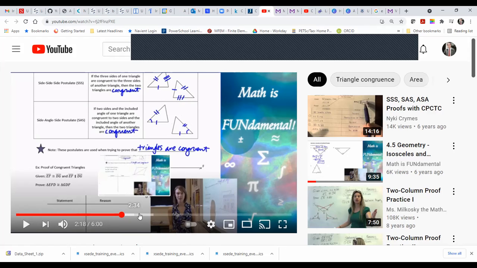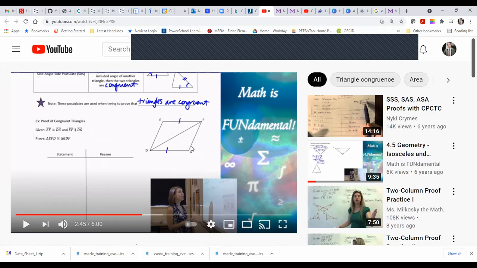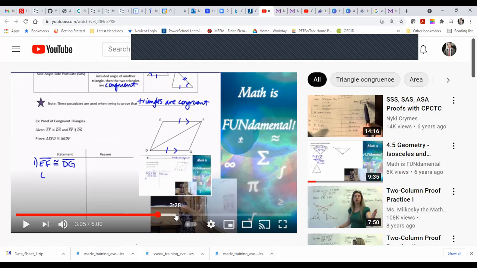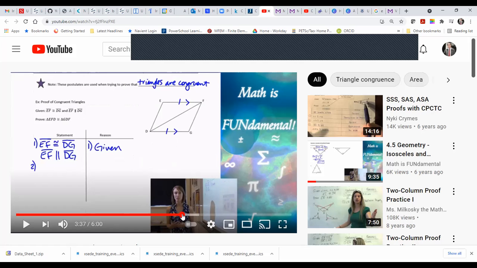And this is an example of how to prove two triangles congruent. So here you have this kind of triangle. You want to prove this triangle congruent with this triangle, so you can use SSS, I believe. Yeah, so AF and DG are congruent, right? And then AF and DG.